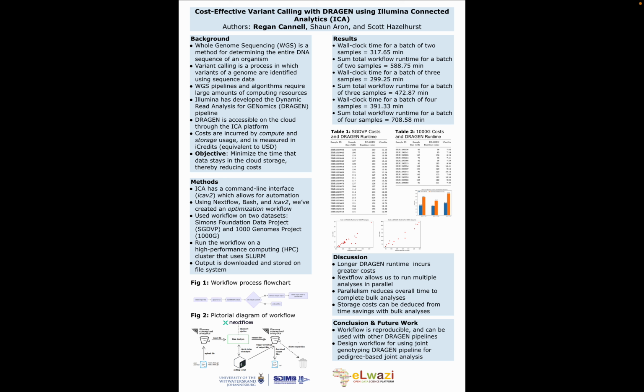workflow on GitHub, and DRAGEN has quite a few different pipelines. We're not bound to whole genome sequencing. We can do other stuff, exomes, transcriptomes. Our plan, as far as I know, as of now, is to look at joint genotyping in the future, where we'll do some pedigree-based joint analysis.